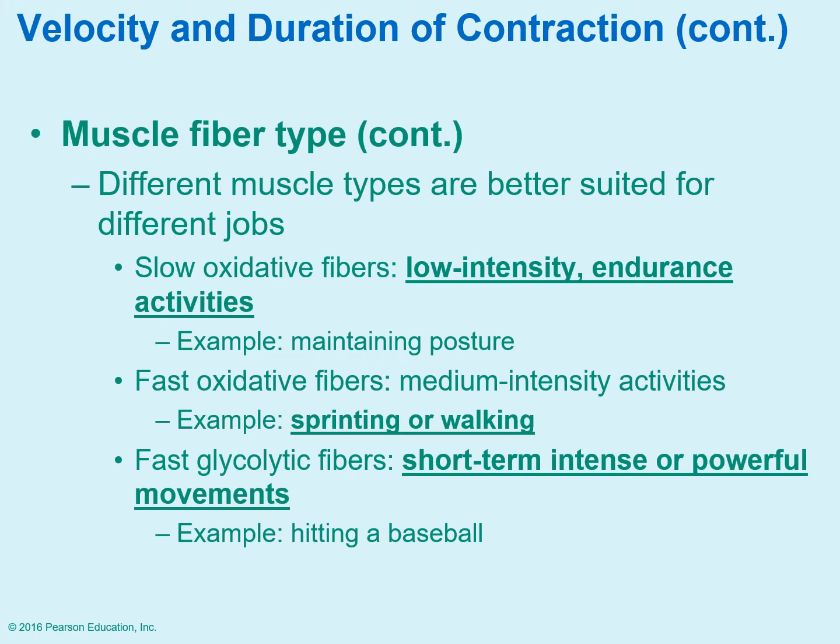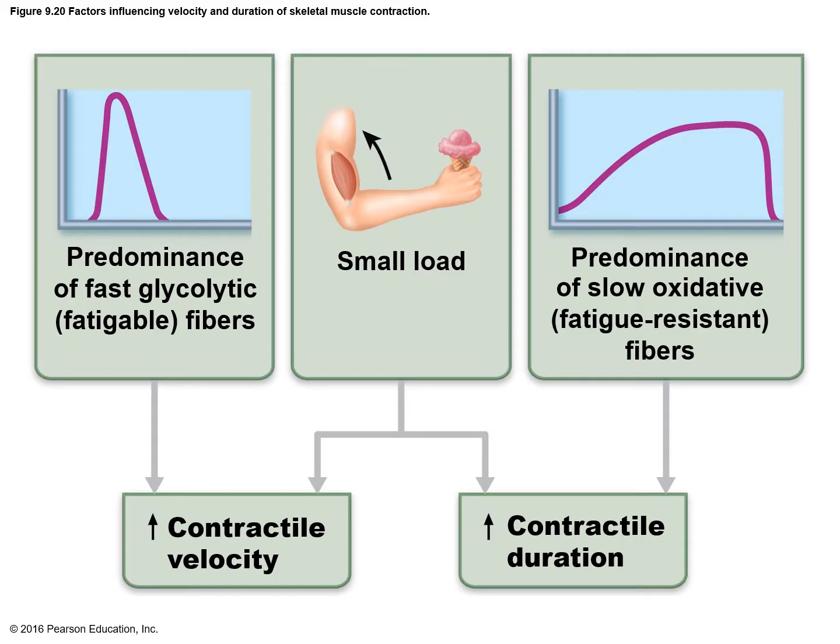Slow oxidative fibers are very good for low intensity but high endurance activities, like maintaining your posture. It doesn't take a lot of force, but you've got to be able to contract for long periods of time. Fast oxidative fibers are for medium intensity activities like walking, sprinting. Fast glycolytic fibers are good for very short-term, very intense, very powerful movement. Kicking a ball, throwing a football, hitting a baseball, something where you need a lot of strength right now.